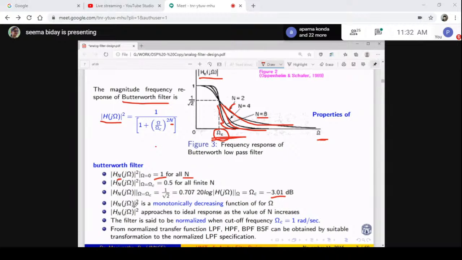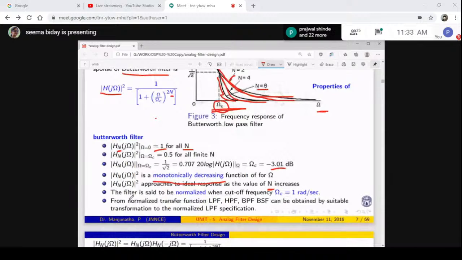Next, what is the characteristic? |Hn(j omega)| squared, or the magnitude response, is monotonically decreasing as a function of omega. See here, as omega increases, this is decreasing. This is called a monotonically decreasing function, right? Now, |H(j omega)| squared approaches the ideal response as the value of n increases. That I have already explained from the graph, right?